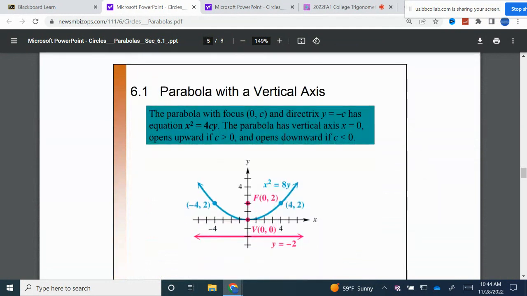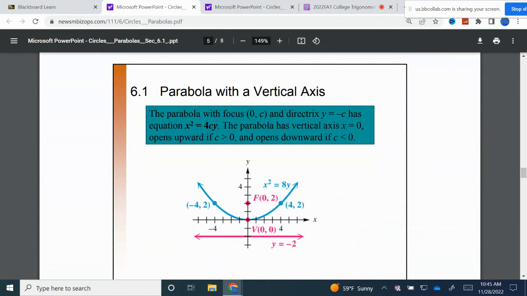Now we have two types of parabolas. We have parabolas with vertical axes, and we have parabolas with horizontal axes. First, we'll look at the parabolas with vertical axes. So here we have the parabola with the focus 0, comma C. Now the notation from our book, instead of C, it uses P. Right, so the focus coordinates are located at 0, comma C, and the directrix is y is equal to negative C, and it has this equation x squared is equal to 4cy.